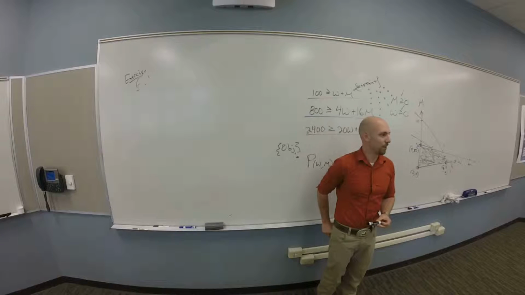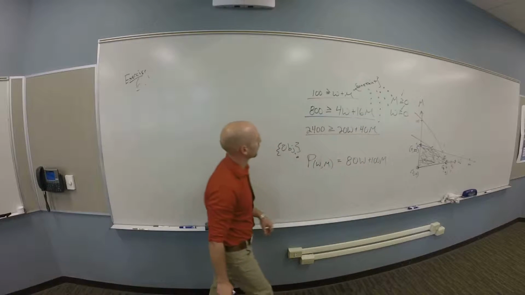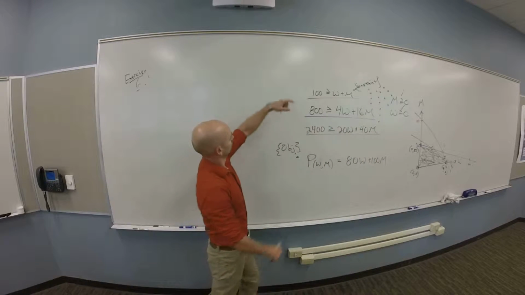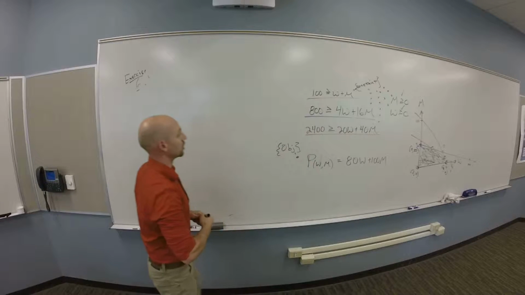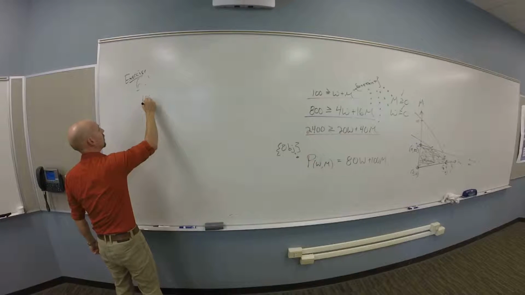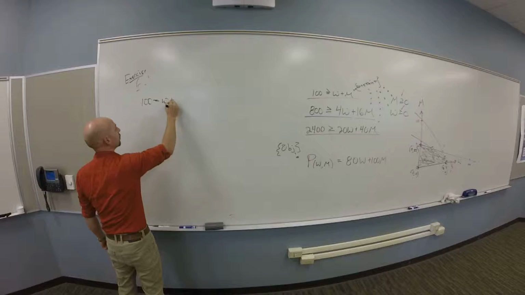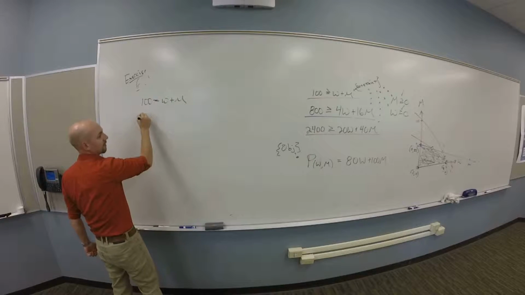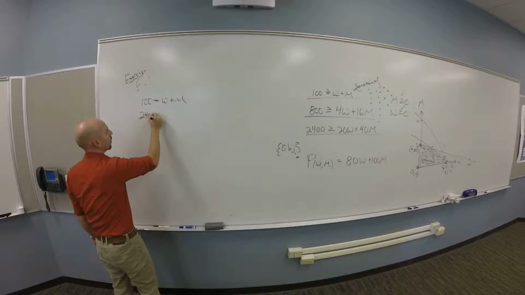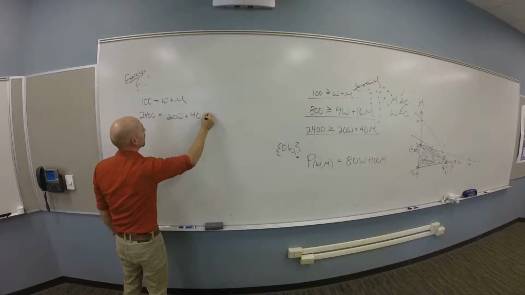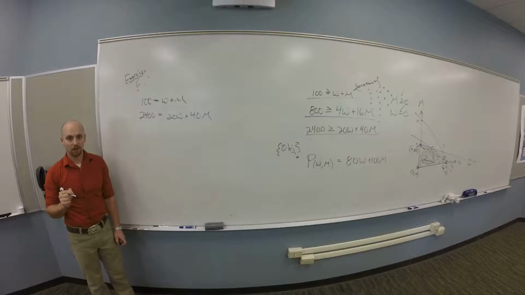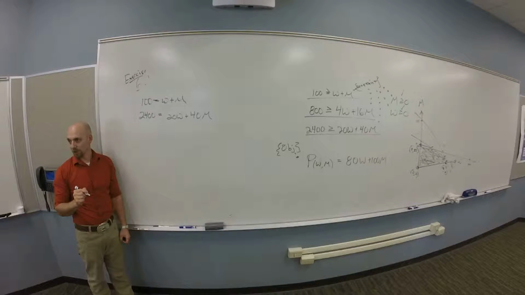Okay, now I need to find where orange hits pink. So how the heck do I manage that? You said the orange and pink is fine. Yeah, okay, orange and pink have an intersection, right? Do a system of equations. So I've got 100 is W plus M, and 2400 is 20W plus 40M. And I want to solve this system of equations. So how do I do that?